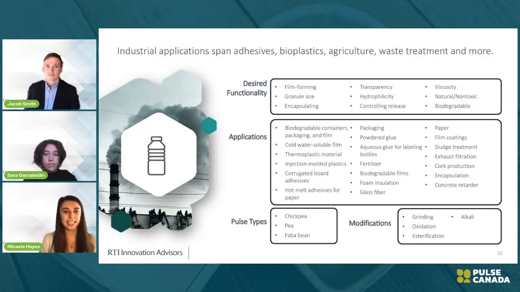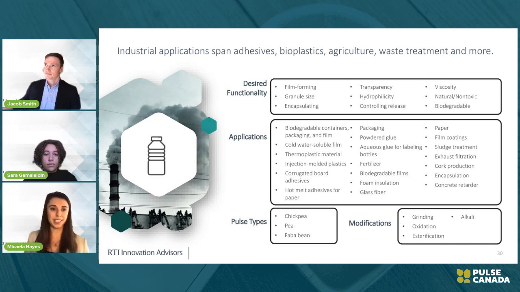Next slide, we want to highlight various end applications across industrial materials. So this is summarizing a lot of different patent literature. There are various applications among adhesives, bioplastics, which we'll hear more about in the second presentation today. There are applications in agriculture, waste treatment, and much more. Because of the various end applications within industrial materials, there are a lot of different unique functionalities of pulse starches that are leveraged to meet the needs of these products.